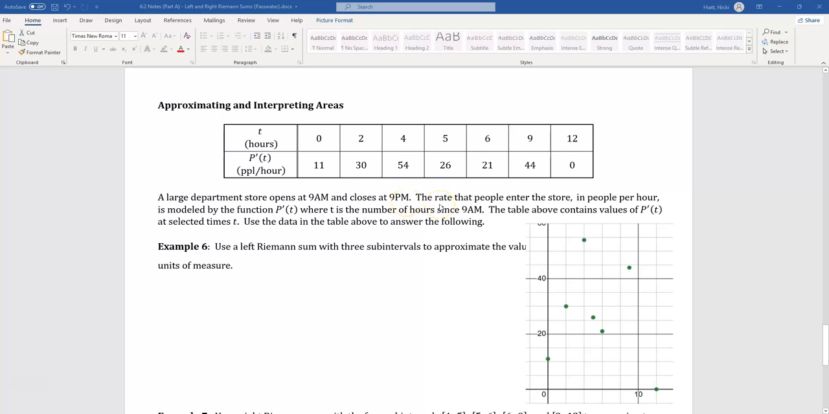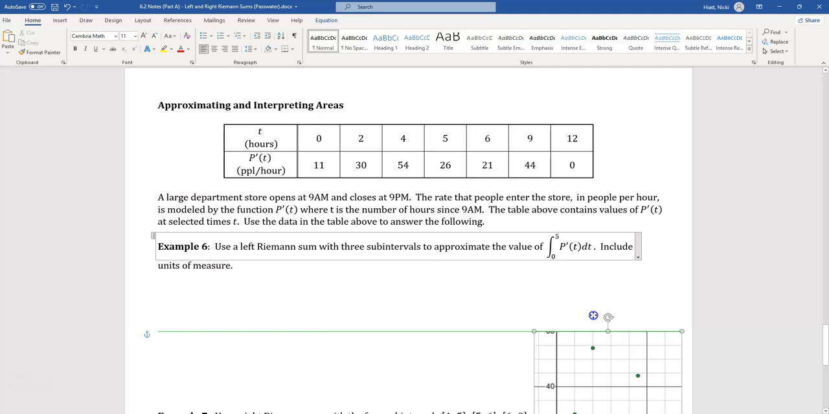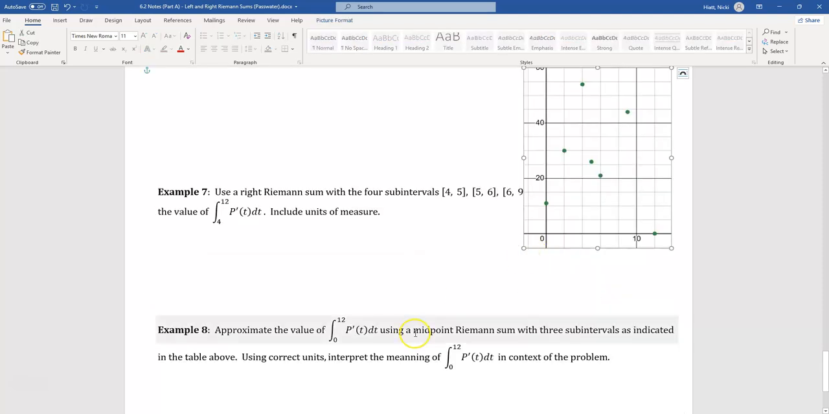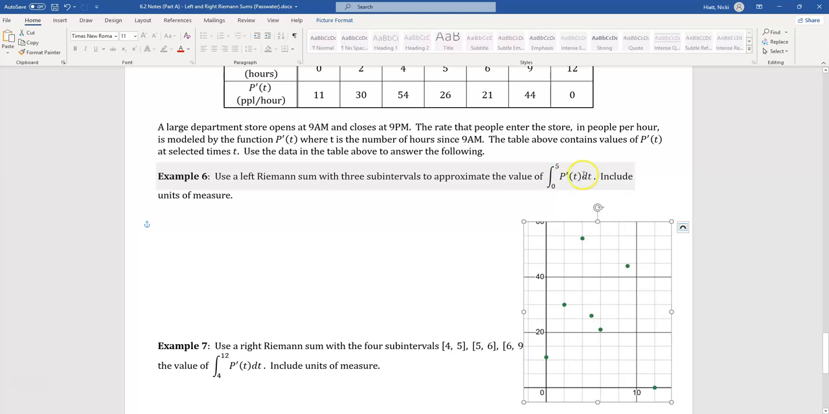The rate that people enter the store in people per hour is modeled by the function P prime of t, where t is the number of hours since 9 a.m. The table above contains values of P prime of t at selected times. Use the data in the table above to answer the following. And we're supposed to use a left Riemann sum with 3 subintervals, and then I've put this graph here where we can't read it, to find the value of the integral from 0 to 5 of P prime of t dt. Include units of measure.